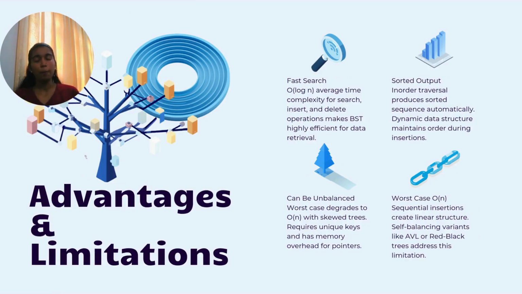BSTs have many advantages. They provide fast searching, fast insertion, and sorted data retrieval. However, BSTs also have limitations. If the tree becomes unbalanced, performance can degrade to O(n). To solve this problem, self-balancing trees like AVL trees and red black trees are used.